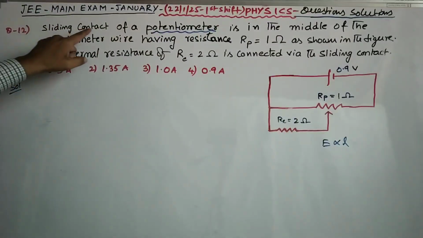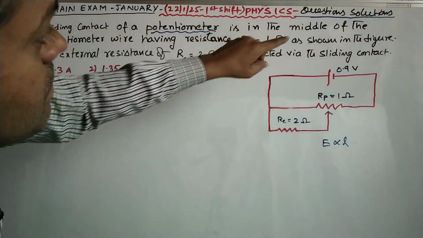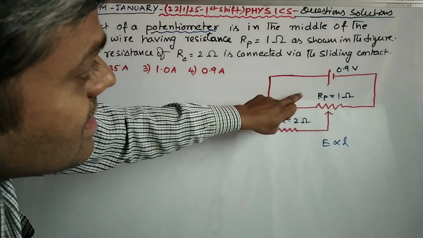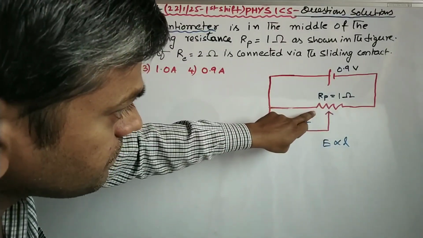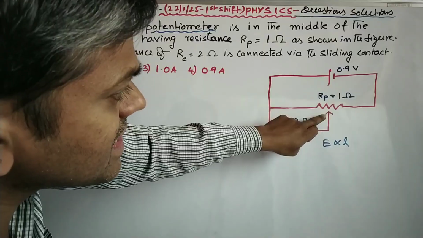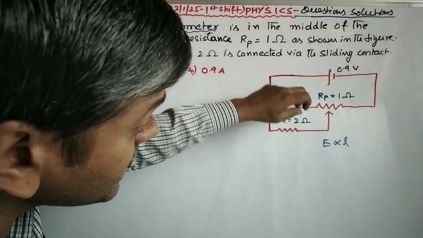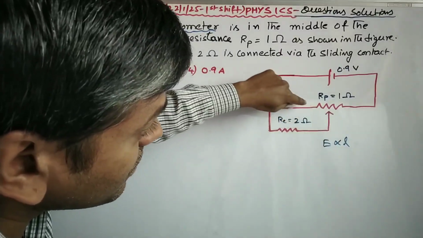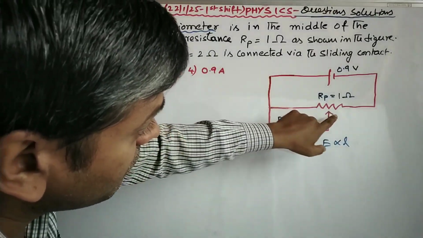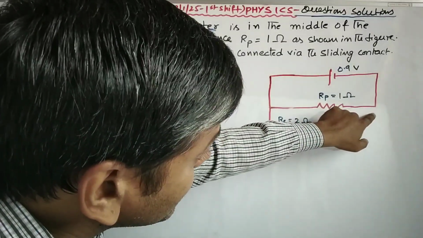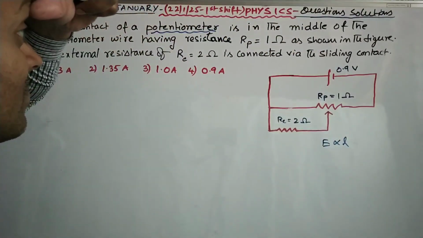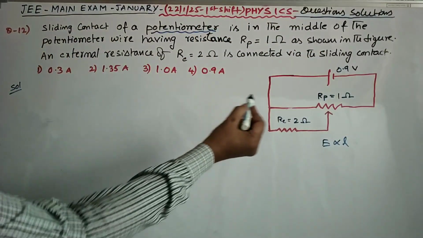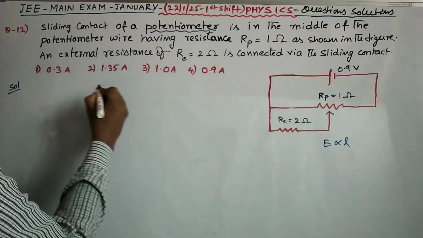Now here, the sliding contact of the potentiometer wire is in the middle of the wire. What is the resistance of this potentiometer wire? 1 ohm. Since the jockey, the sliding contact, is kept at the center, you get the balancing condition. That means from this end to the center point, the resistance is 0.5 ohm. From the center point to the other end is also 0.5 ohm. Together that is 1 ohm. So this is the circuit, redrawn like this.